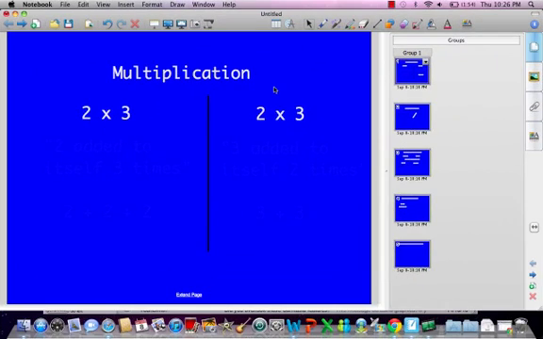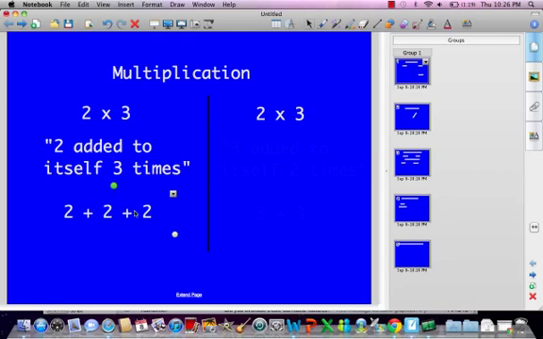Alright, we're working with multiplication here. So multiplication, you can read it a couple of ways. 2 times 3, what that is saying is 2 added to itself 3 times. So it would look like this: 2 plus 2 plus 2.